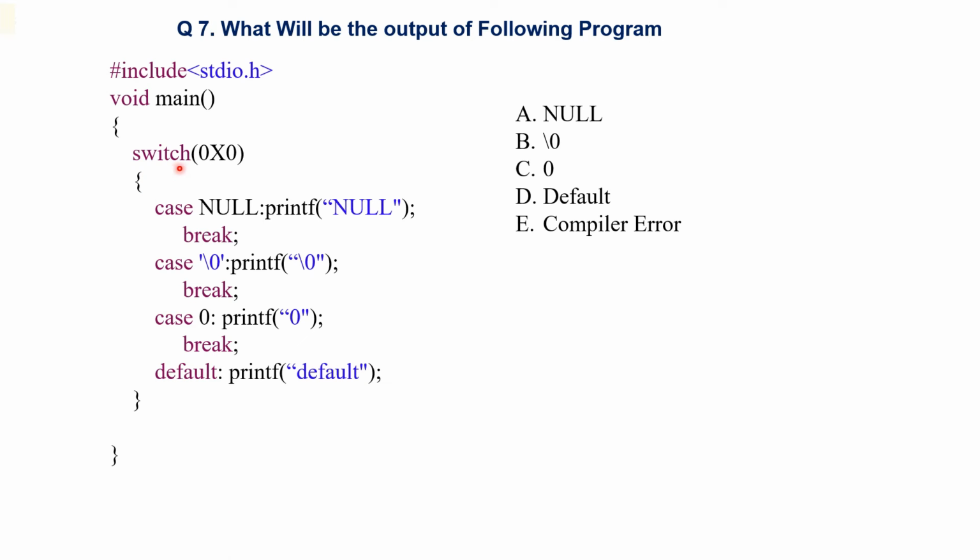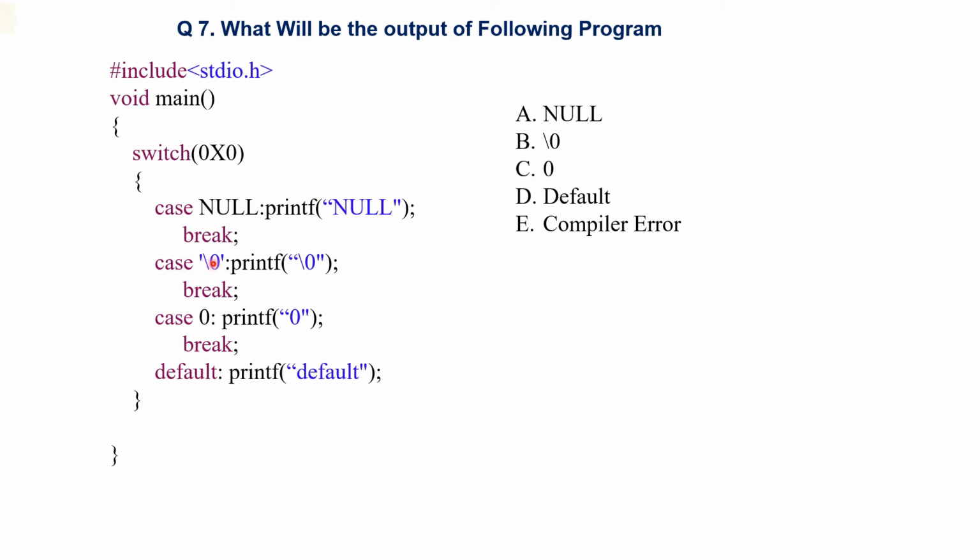So here in this program, the switch expression is 0x0, which is a hexadecimal 0 constant. So the switch expression is hexadecimal 0. Now consider the case values here. The first case value is NULL, which is a macro constant defined as 0 in stdio.h. So that means this NULL is equal to value 0.